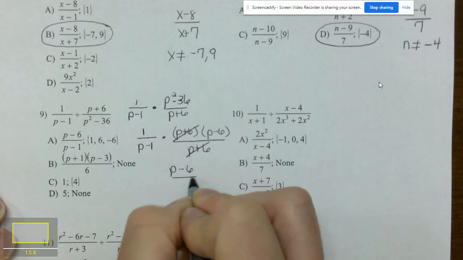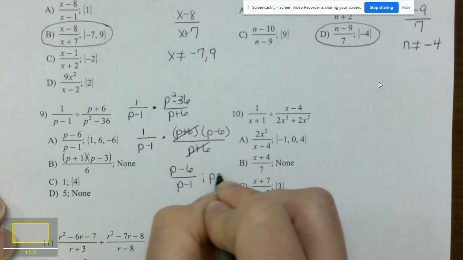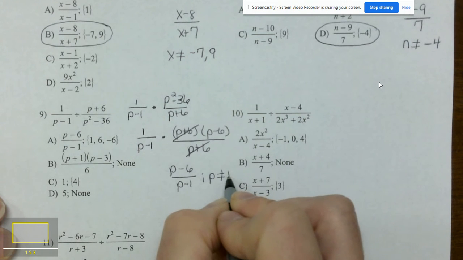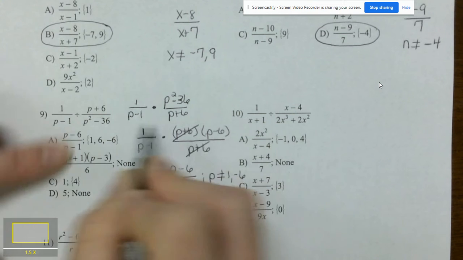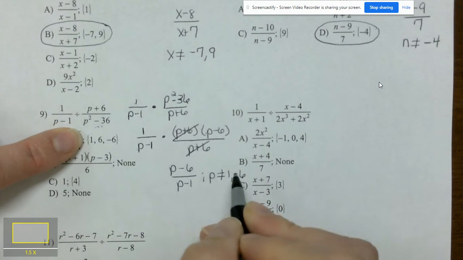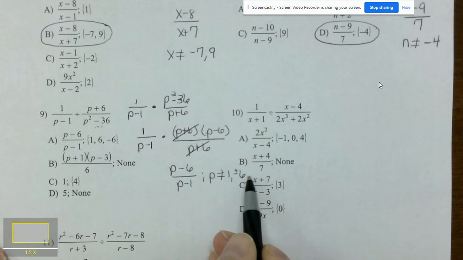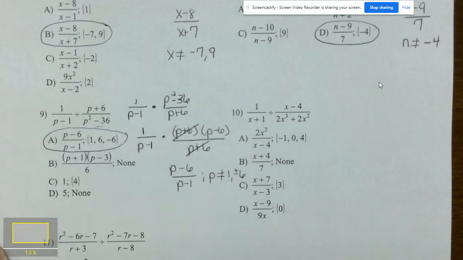So we're left with p minus 6 over p minus 1, and p cannot be equal to 1 here and negative 6 here. But we also have to include the numerator here because that was originally a denominator. So it also can't be a positive 6. So it can't be 1, positive 6, or negative 6. So if we look over here, that is answer choice A.